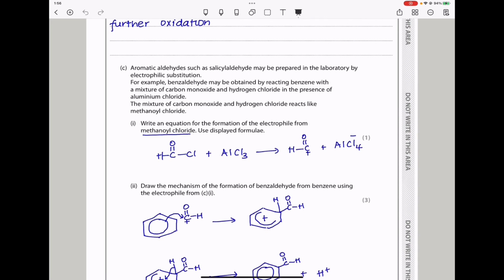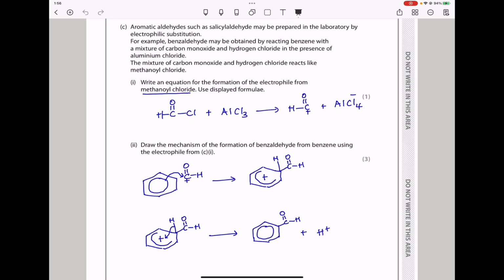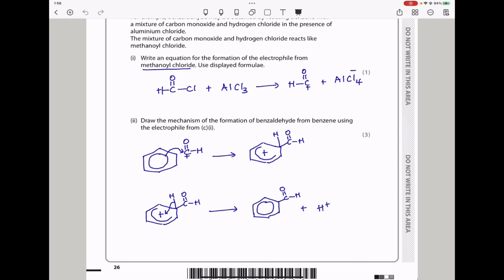Draw the mechanism for the formation of benzaldehyde from benzene using the electrophile from C. So this begins with the ring donating electrons to the electrophile here, which is that, forming a partial ring with a positive inside and the hydrogen displayed out. In the next step, the carbon-hydrogen bond breaks, returning the electrons to the ring, and then the ring is reformed and the hydrogen is going to be released.